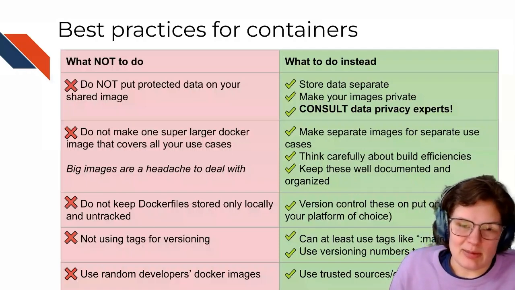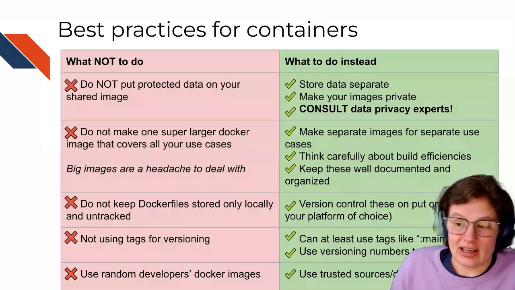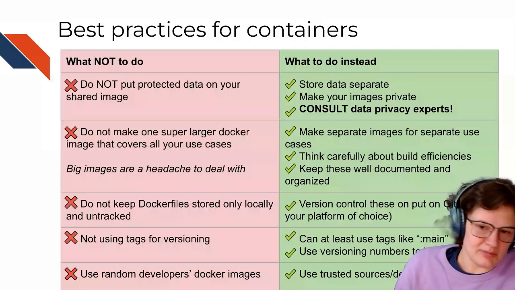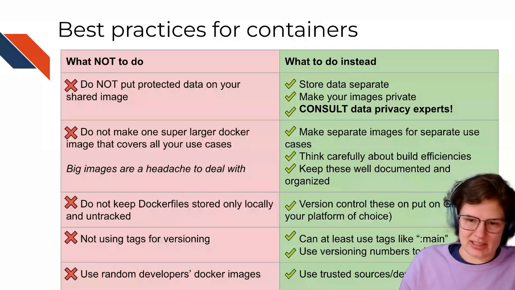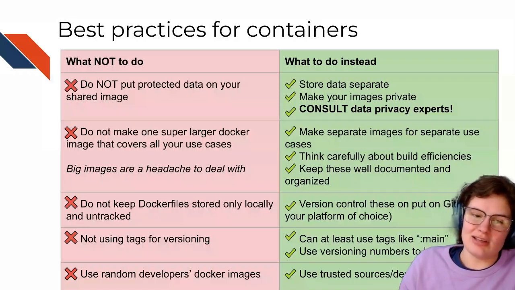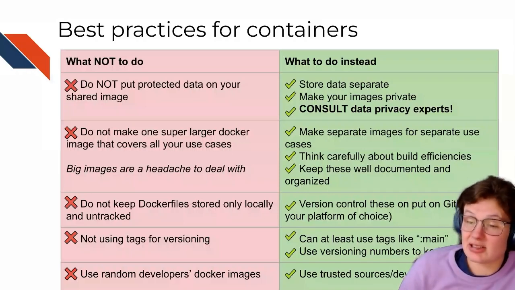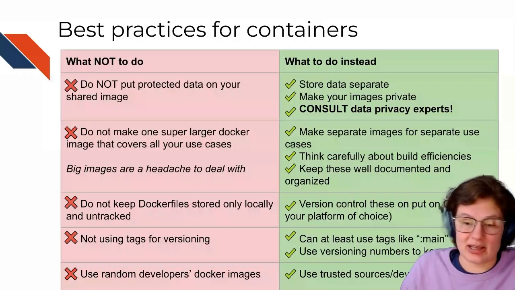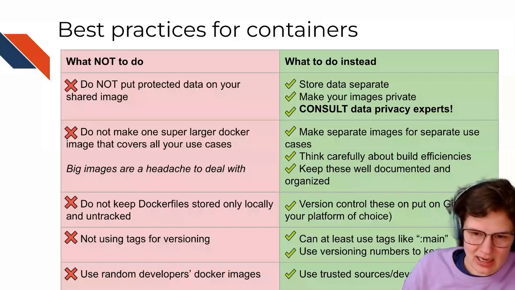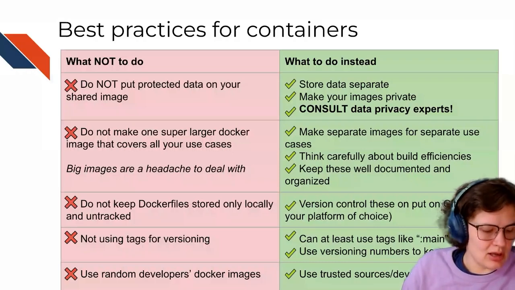All right, do not keep your Docker files stored locally and untracked, right? Use version control to track those, or whatever your platform of choice is. It doesn't have to be GitHub. Just keep them tracked somewhere. Use versioning tags. Use a system. Make a system that works for you. It doesn't have to be what everybody else uses, but just something. I personally like to use tags like main, or whatever works for you.